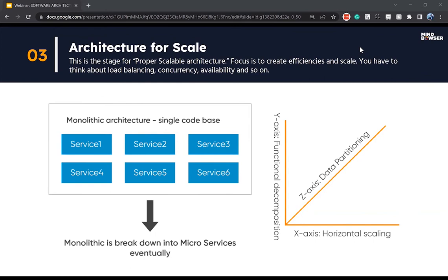Say, let us take one monolithic is equal to one microservice. That means if I deploy one monolithic, it is equal to one microservice. Now in the x-axis, what we do is we horizontally scale the instances of the microservices. This is to distribute the load horizontally.